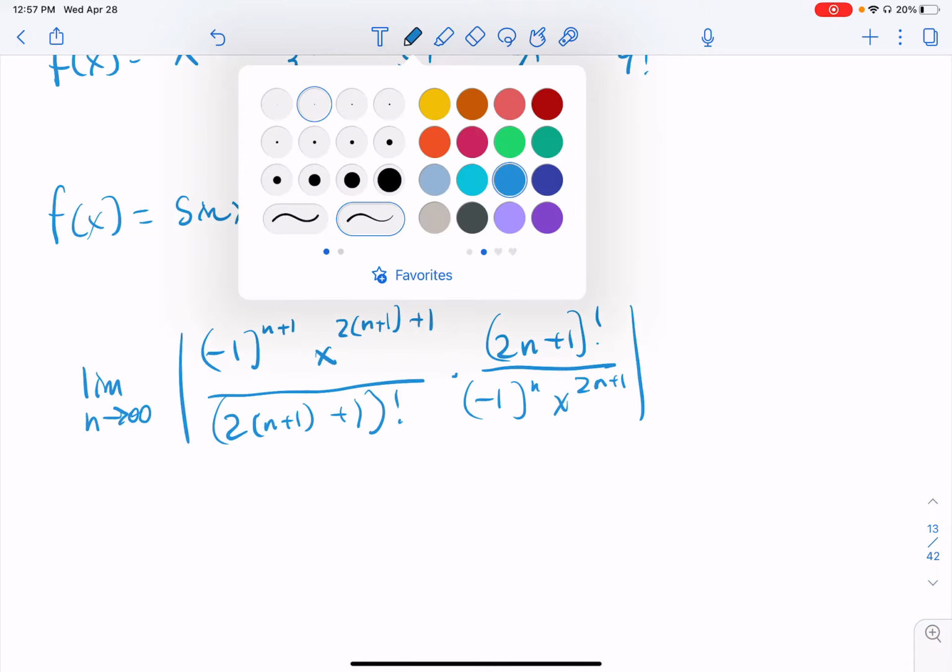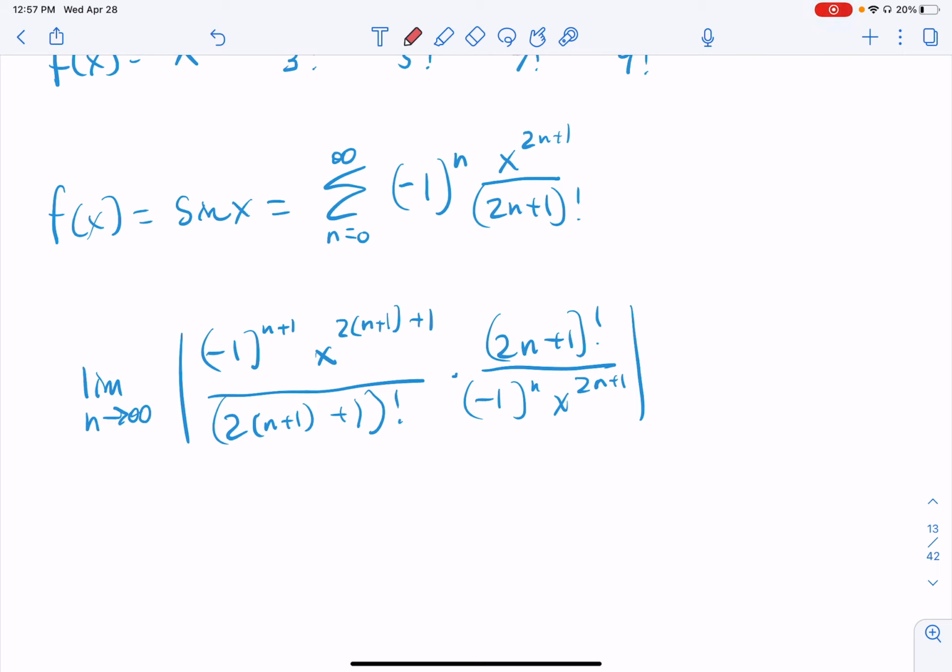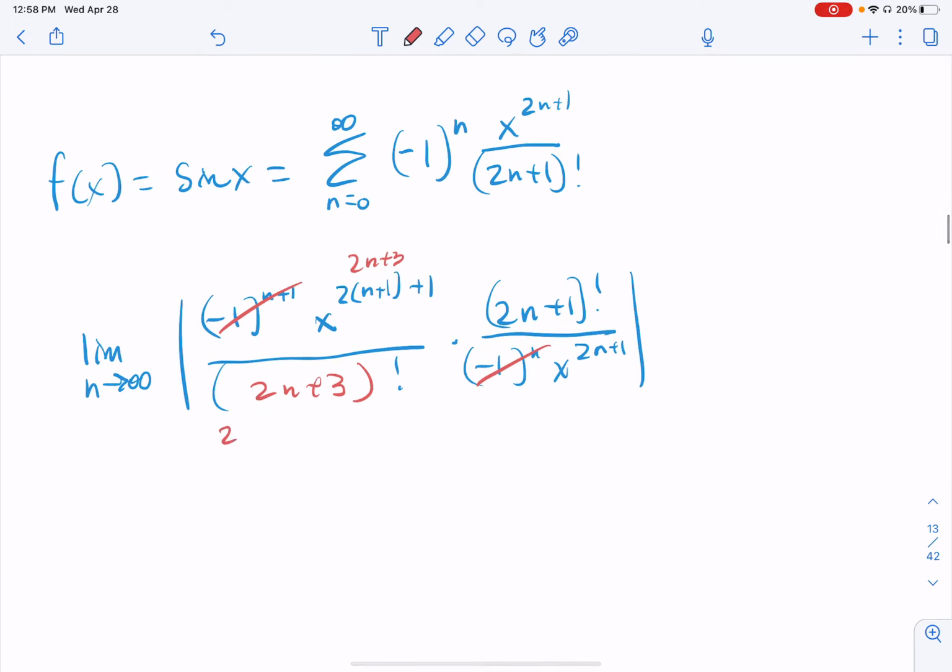Okay, go ahead and get out your cancellation crayon, because I think there's going to be some stuff canceling, like these. Who cares about the alternator? We took the absolute value. Let's go. And then let's rewrite this exponent here. That'll be a 2n plus 2, but we're going to add 1 to it, so it's really a 2n plus 3, which means this down here is also a 2n plus 3 factorial. As far as those factorials go, it's a 2n plus 3, subtract 1 from it, 2n plus 2, subtract 1 from it, 2n plus 1 factorial, and those cancel.